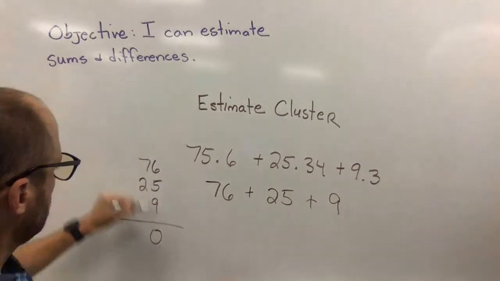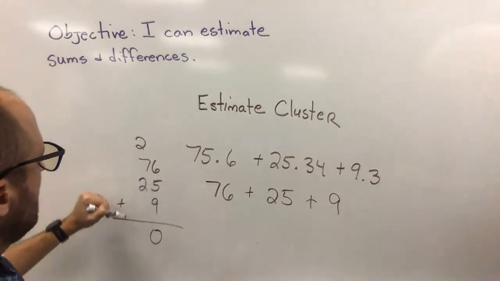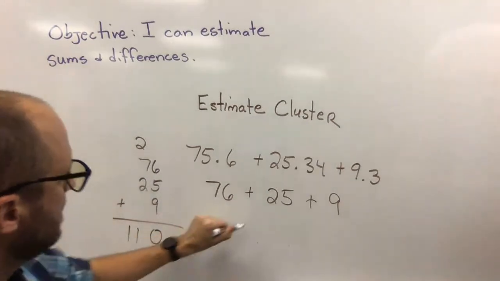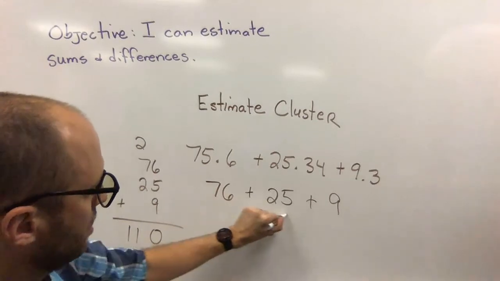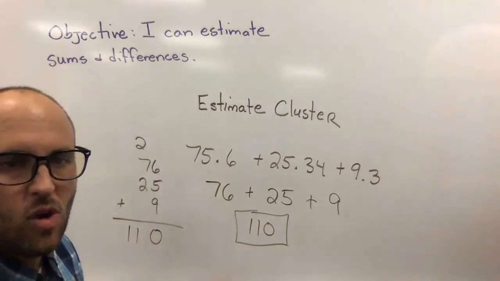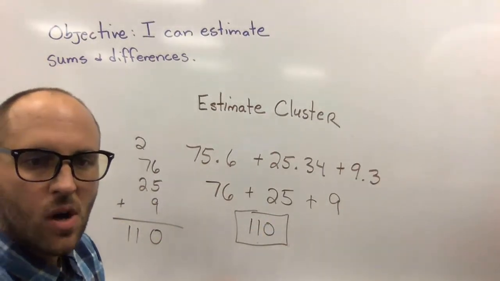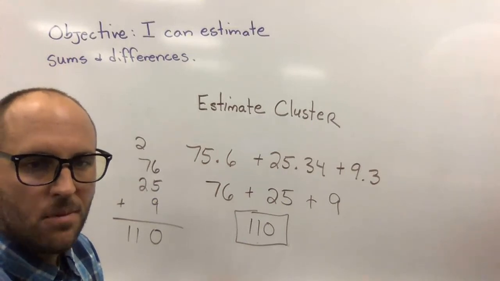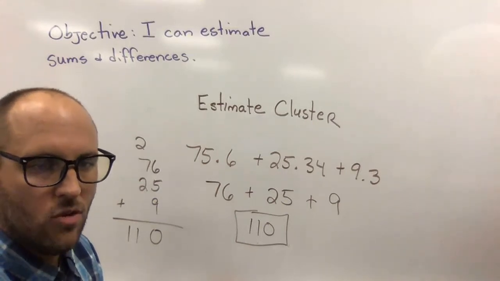11 plus 9 is 20. 7 plus 2 is 9, plus 2 is 11. And our answer for this cluster would have been an estimate of 110. Let's do one more example of this before we let you do some more practice on your own.